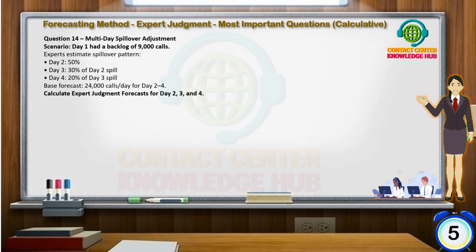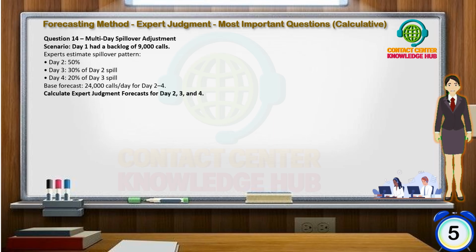Now let's solve question 14, multi-day spillover adjustment. Here's the scenario. On day 1, we had a backlog of 9,000 calls. Experts estimate a spillover pattern across the next 3 days. Day 2, 50% of day 1 spills over. Day 3, 30% of day 2 spills over. Day 4, 20% of day 3 spills over. Also, the base forecast for each day, day 2, day 3, and day 4, is 24,000 calls per day. Calculate forecasts for day 2, 3, and 4.